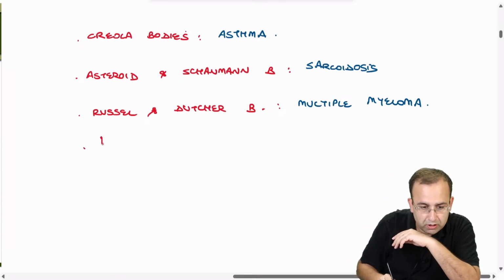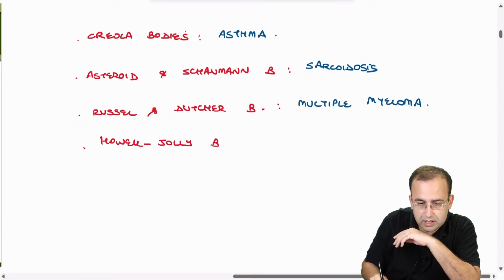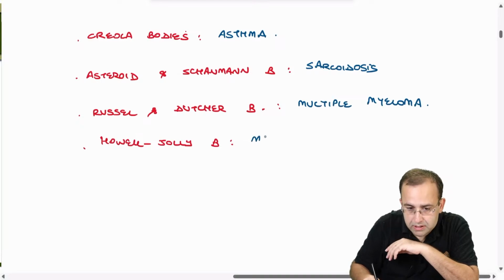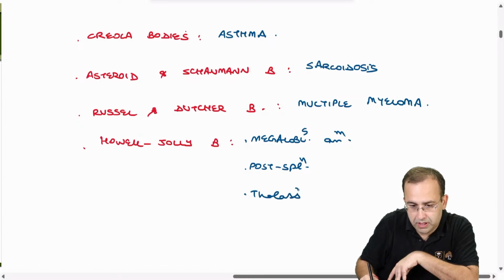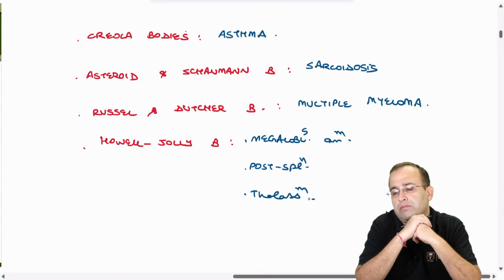Next is Howell-Jolly bodies. Howell-Jolly bodies are seen in megaloblastic anemia, post-splenectomy, and thalassemia.